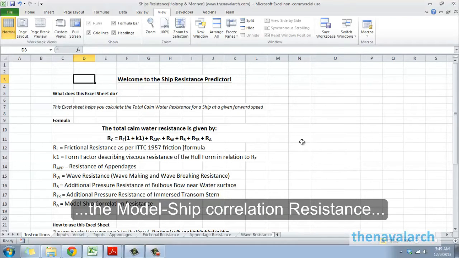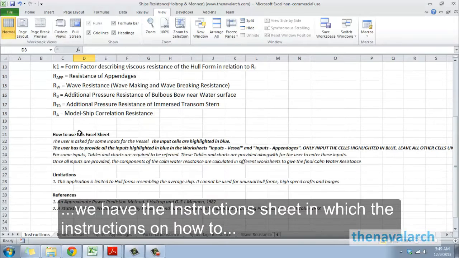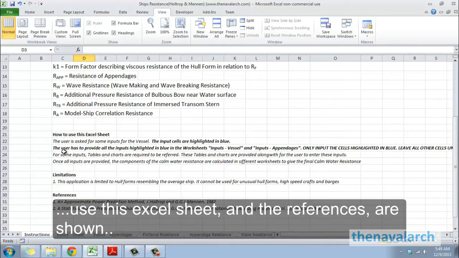Let us take a tour of this Excel sheet. In the beginning, we have the instructions sheet in which the instructions on how to use this Excel sheet, along with the references, are shown.